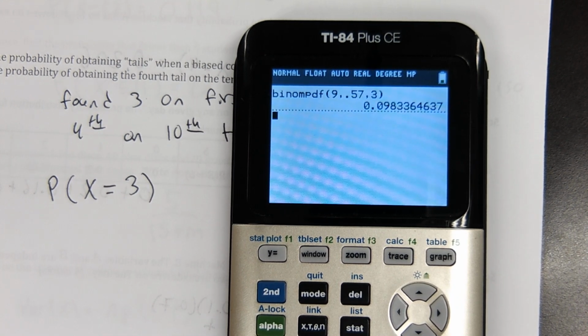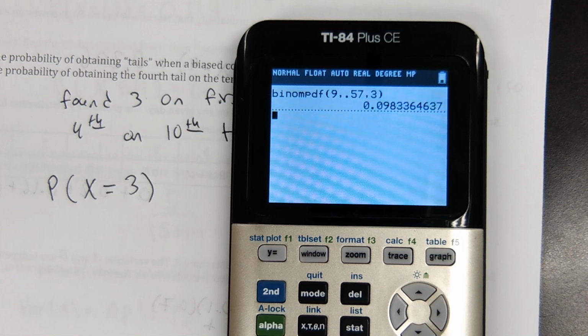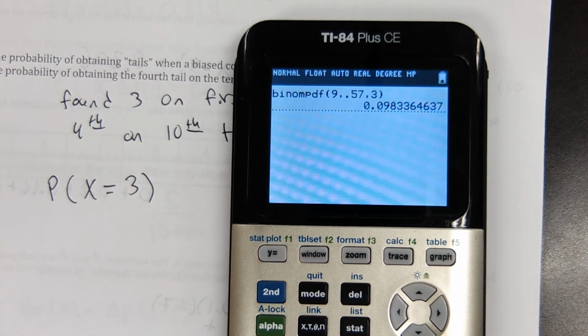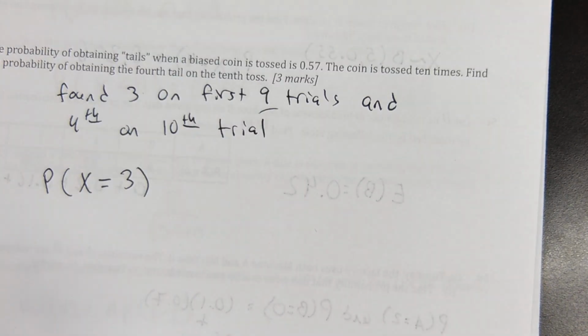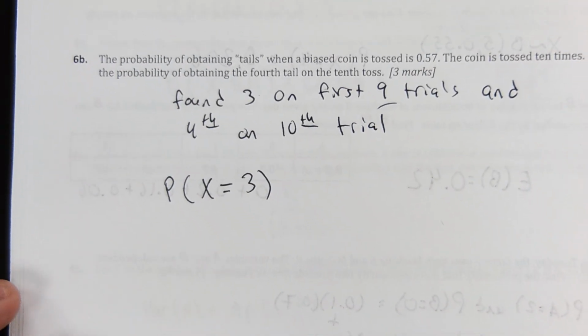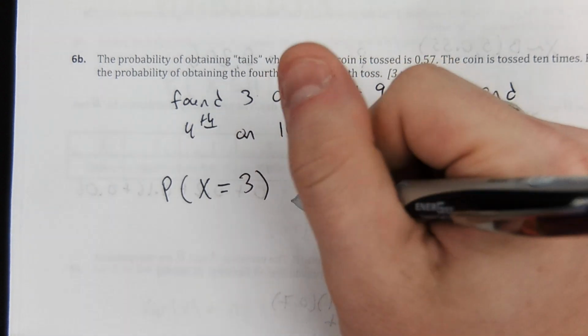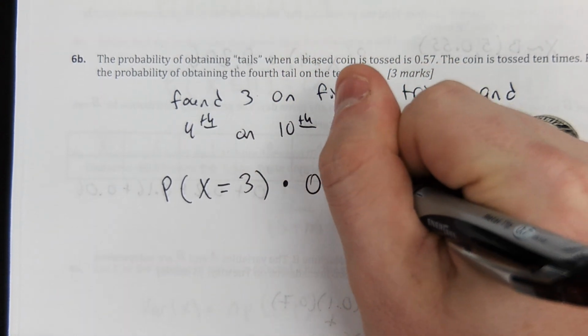But when we say and, we all know, I hope, that individual coin tosses are independent, right? So we have to take this probability, and what do we have to do when we say the 4th one happened on the 10th trial? Multiply by 0.57.